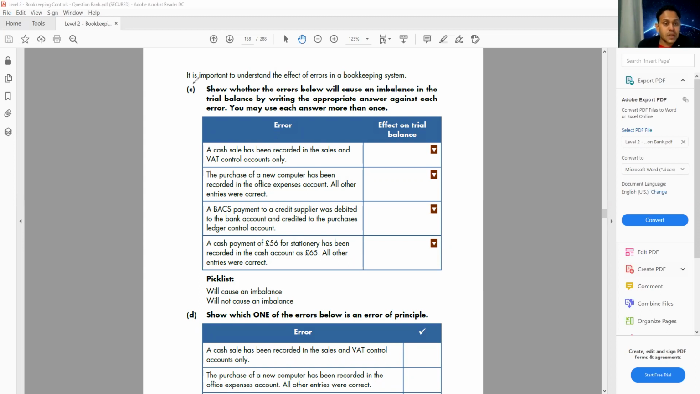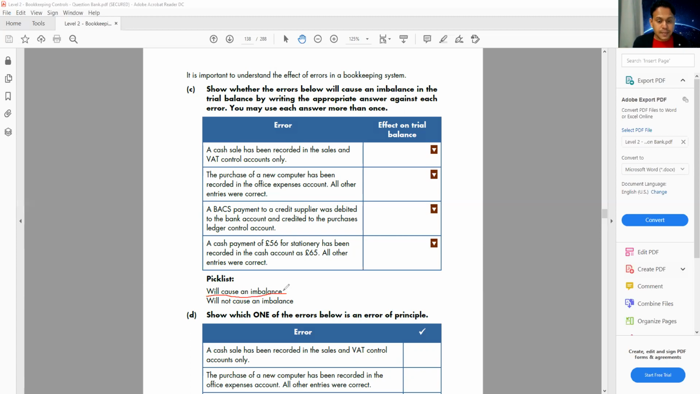Let's take this question. It is important to understand the effect of error in the bookkeeping system. Show whether the error below will cause an imbalance in the trial balance by writing in the appropriate answer against the error. You may use each answer more than once. So you need to find, is it going to make the trial balance balance or imbalance? If it is balanced, that means my trial balance will still match. And if there is any reason because of which the trial balance will go up and down, it will not match.